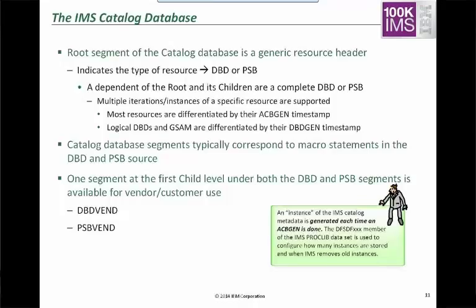And so people might have this conception that, oh my God, are there multiple catalogs? And the answer is no, there's one catalog, but within the catalog, we can create multiple instances of the ACB members. And we attach timestamps as to when the ACB gen was done to separate those instances. On to the next page.